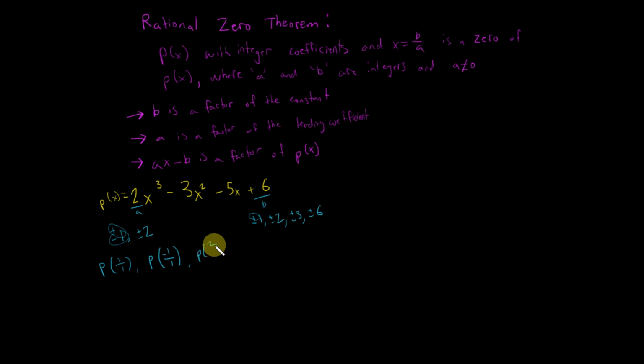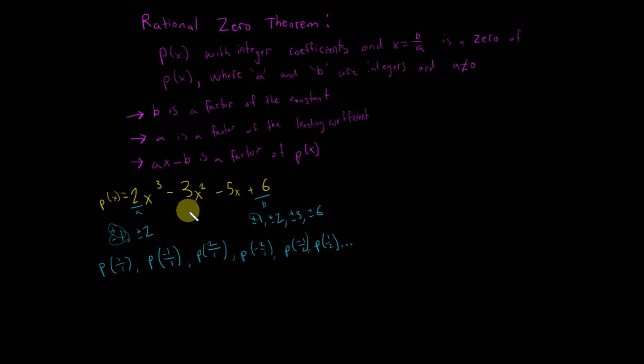P of 2 over, and then we take the first term of this one. It could be 2 over 1. It could be negative 2 over 1. It could be negative 1 over 2. It could be 1 over 2. It could go on and on and on. But if you just continue with this pattern, eventually you're going to find one, and usually you get one of the factors within, I'd say, the first 3 or 4 tries, because usually it's pretty easy to find.